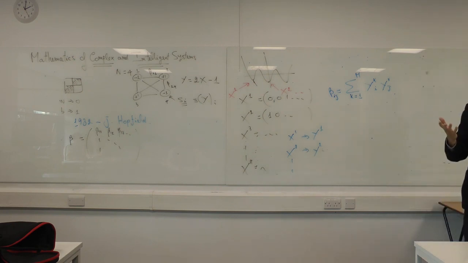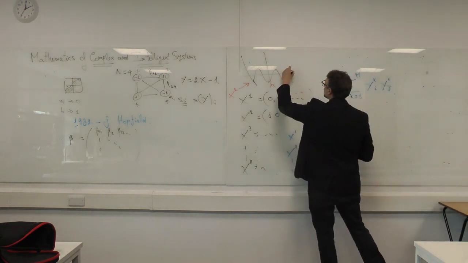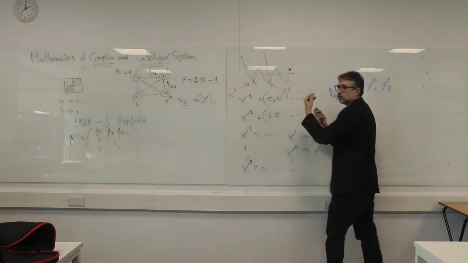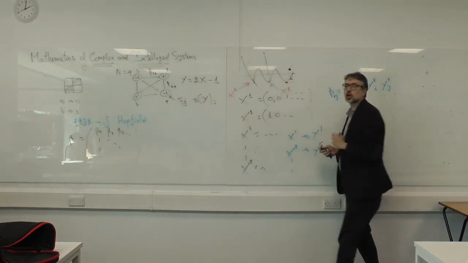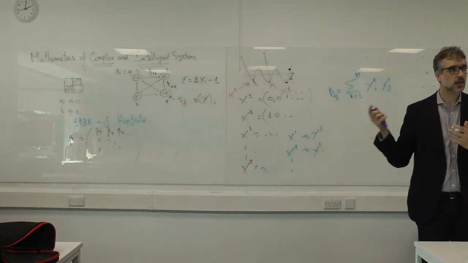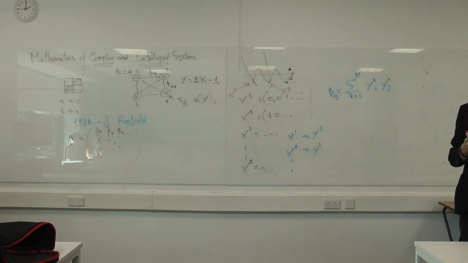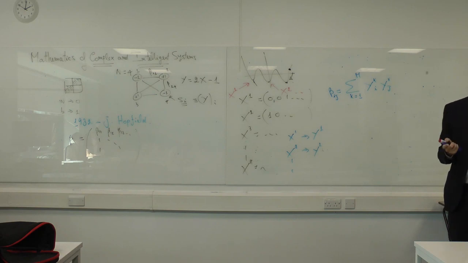So Hopfield suggests an algorithm to start from an initial condition, an initial configuration, and then converge to the closest minimum, to the closest pattern. The idea of the algorithm is actually simple.